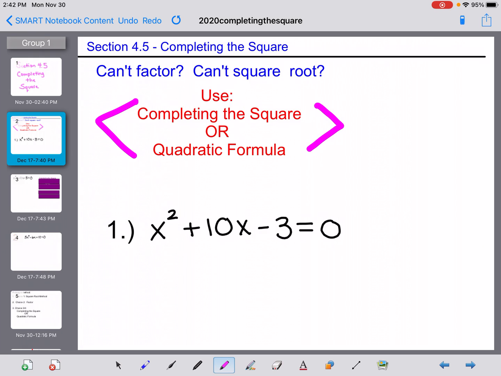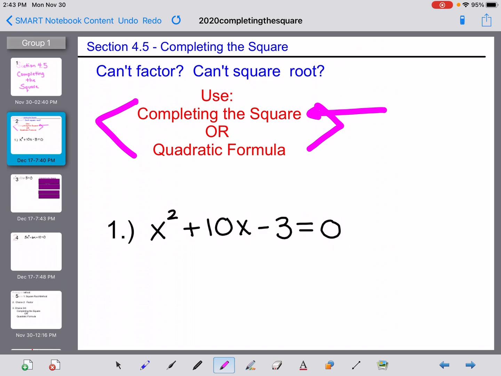However, completing the square is not always the prettiest method. So we're going to do 2 examples, and then we'll talk about when completing the square would be a method I might want to stay away from for a problem. But it does always work, just not always pretty, okay?